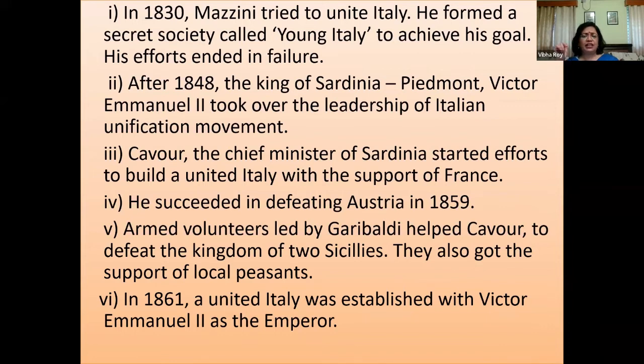Then armed volunteers led by Garibaldi helped Cavour to defeat the kingdom of Two Sicilies. They also got the support of local peasants. Finally, in 1861, a united Italy was established with Victor Emmanuel II as the emperor.